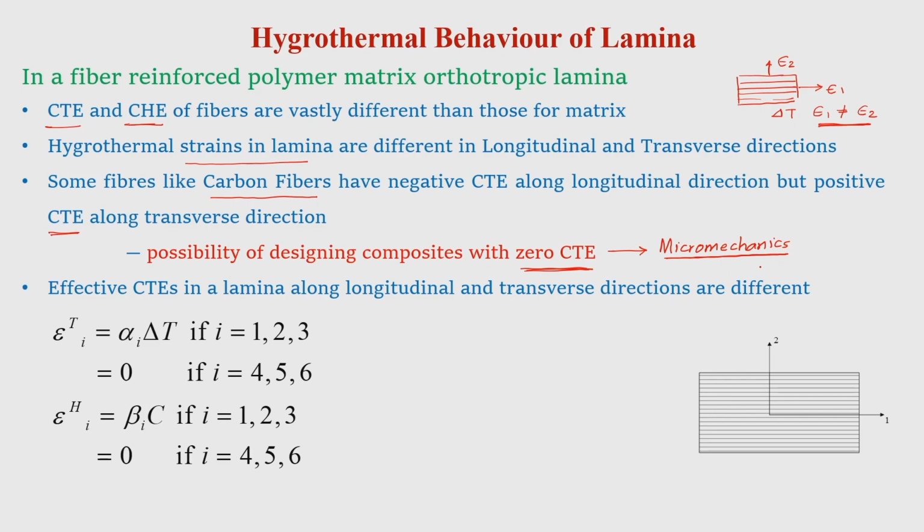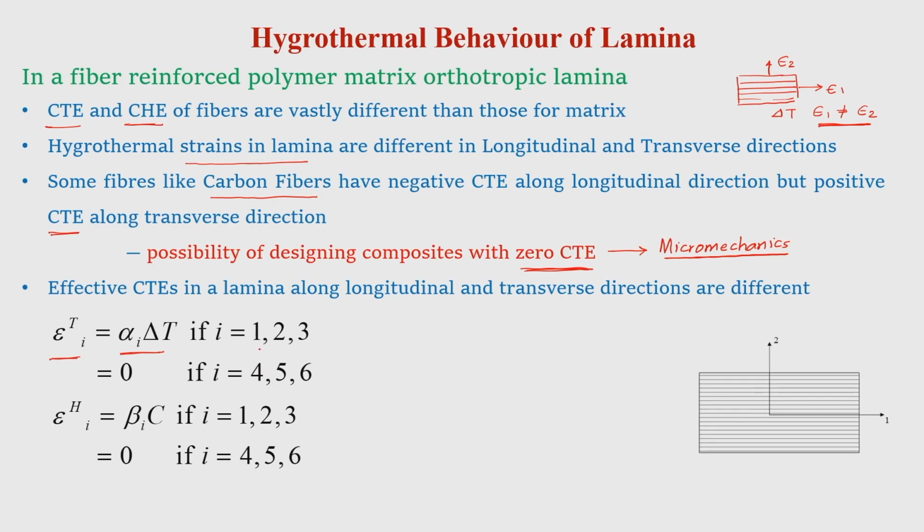Many times it is desirable, especially when we want to have dimensional stability in a wide range of operating temperature. Now, similar to isotropic material, we can write that the thermal strain epsilon T is equal to alpha I delta T. The only difference here is that we have written alpha I, because like other properties, the coefficient of thermal expansion of a lamina is also different in different directions.